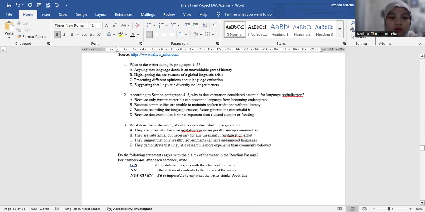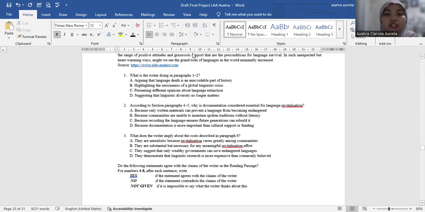And then we move to the questions. The first type of questions is identifying main idea or writer's intention. The reason why I choose this type of question is because the purpose has been clearly stated, and the benefit is it will train the students to recognize the purpose. And then the next type is understanding stated reasons.